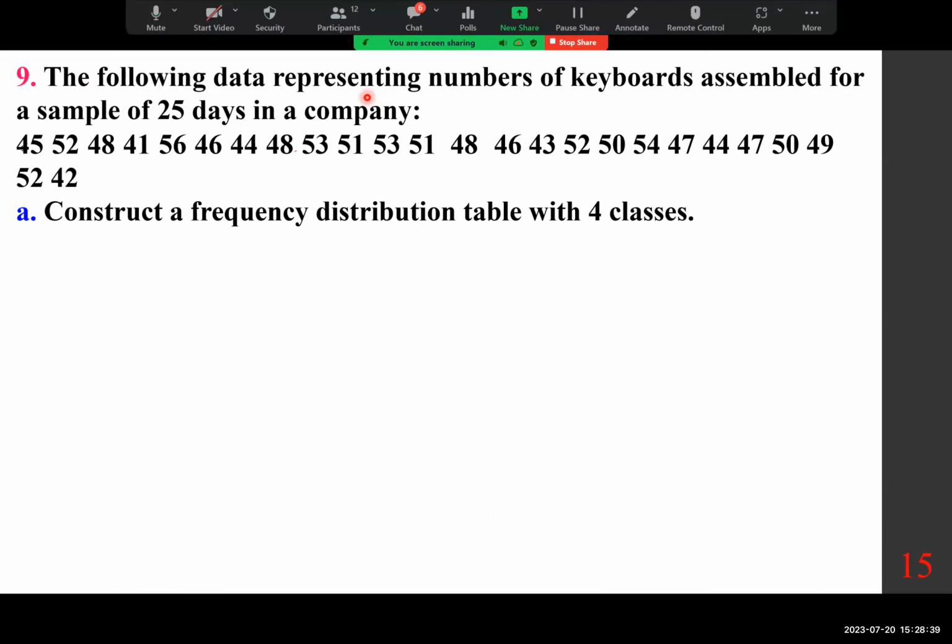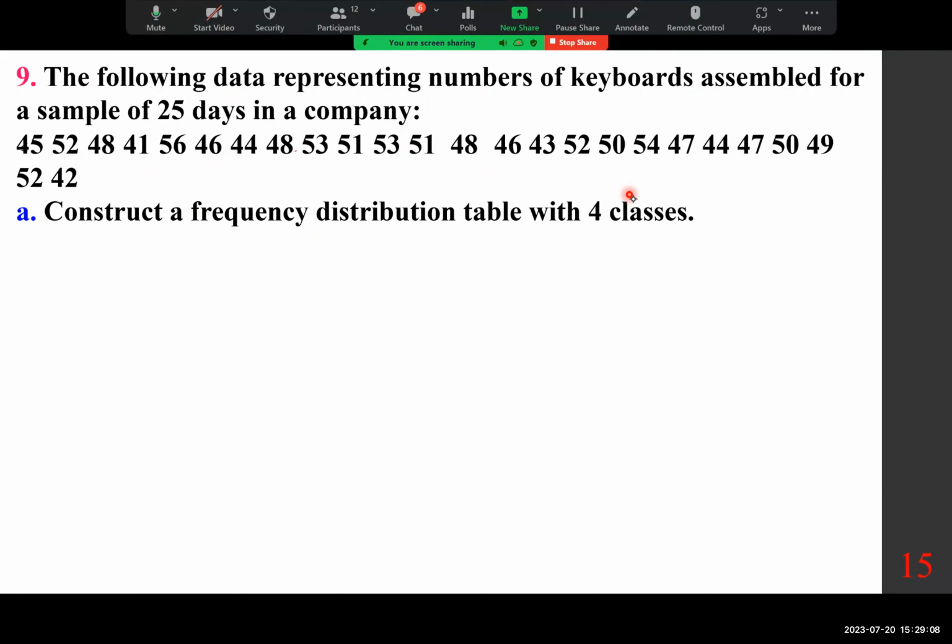The following data represents numbers of keyboards assembled for a sample of 25 days in a company. So 42, 52, 48, and so on and so forth. Construct a frequency distribution table with 4 classes. Normally, when you're on your own, you decide on the number of classes, and it has to be a limited number. But for the sake of homework, normally they give us the number of classes.